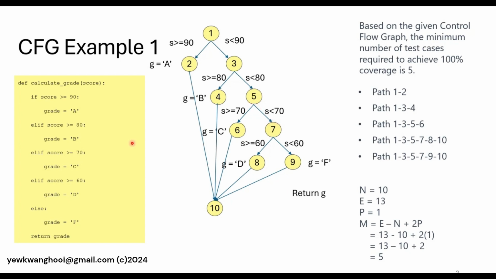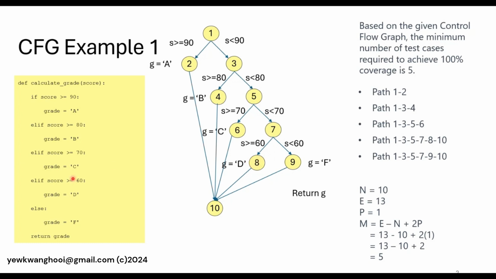If less than 70, go to the next one. If greater or equal to 70, then we go to node 6, which we assign with grade C. So if it's not assigned grade C, then it goes to the next elif, right? So the next elif, the score is greater or equal to 60. So this is for one branch. Then the other branch is less than 60, the opposite. So if it is greater or equal to 60, assign grade D. So node number 8, we put D.